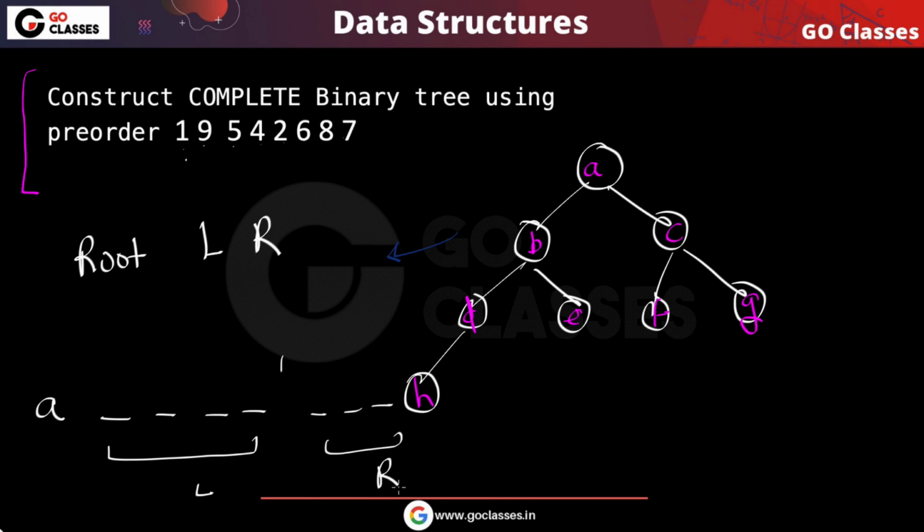Okay. Now go to the left. So the root is B. On the left side, it is 2 nodes, so this will be on the left. On the right side, it is just E.